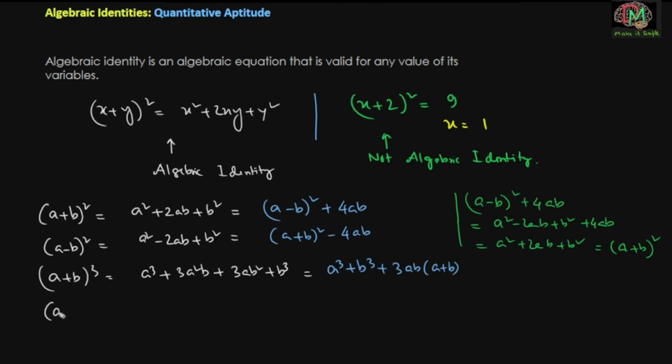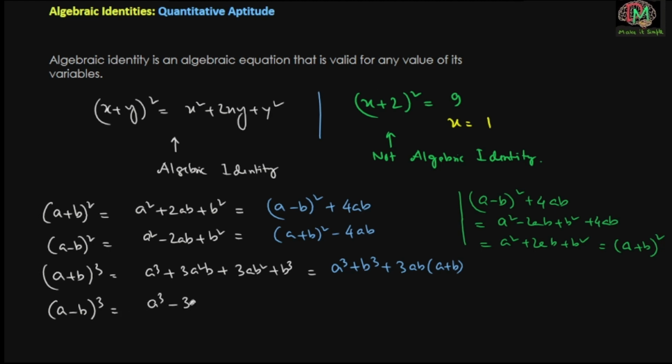Next is (a − b)³, which will be a³ − 3a²b + 3ab² − b³. So it is alternating plus and minus. Further you can write it as a³ − b³ − 3ab(a − b); you take 3ab common here, what remains is (a − b). So now you can see that here all are minus, there all are plus. This part you can remember with the derivation, but this part you have to remember.